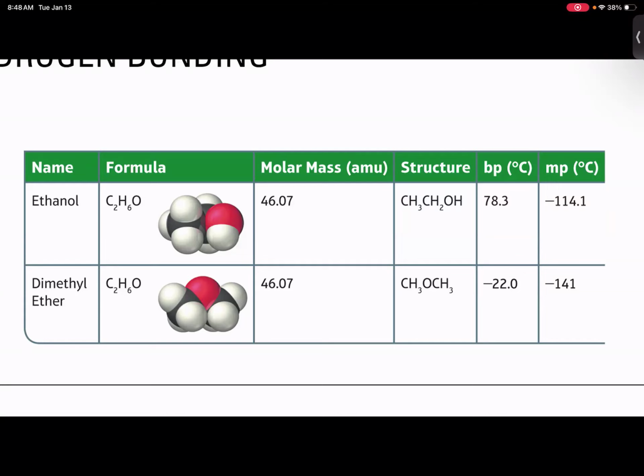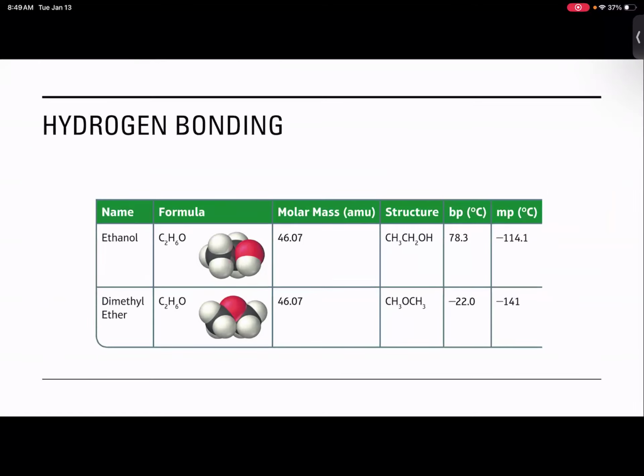One has hydrogen bonding, which is stronger, whereas this one simply has dipole-dipole, which is a much weaker force. So anything that has hydrogen bonding, all of a sudden those boiling points and melting points are going to skyrocket, because it has a stronger intermolecular force. Questions?